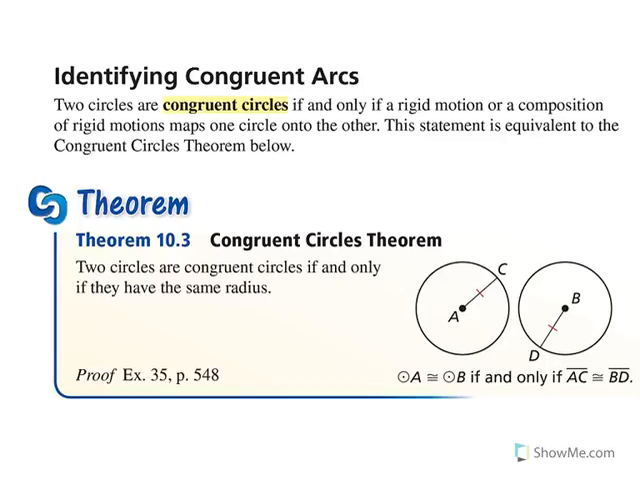Congruent circles theorem. It just tells us that if we have two circles, they're congruent only if they have the same radius, right? Because if they have a different radius, then those circles are going to be different sizes. One's going to be a lot bigger, one's going to be a lot smaller. But if their radii are equal, then those circles are going to be equal.